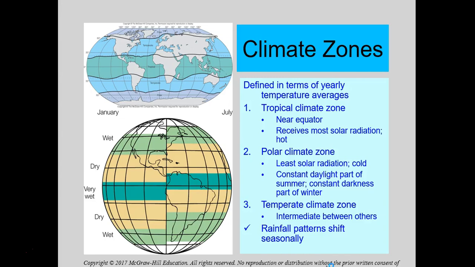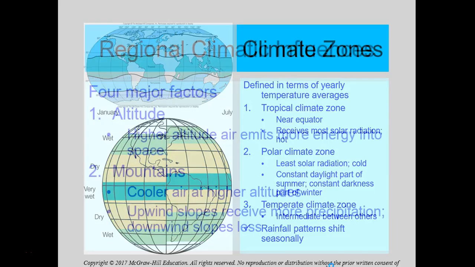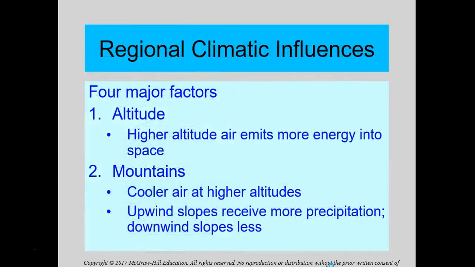And you have the temperate climate zone, which is in between. And here in that temperate climate zone, rainfall patterns shift seasonally. They're very different all throughout the year. So in terms of regions, there's 4 major factors that influence the climate in a particular region. It's altitude. Higher altitude regions emit more energy into space.